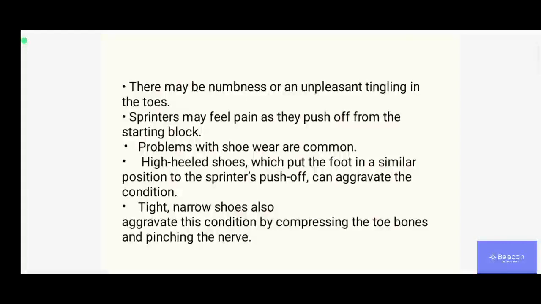There may be numbness or an unpleasant tingling in the toes. Sprinters may feel pain as they push off from the starting block. Problems with shoe wear are common. High-heeled shoes, which put the foot in a similar position to the sprinter's push off, can aggravate the condition. Tight, narrow shoes also aggravate this condition by compressing the toe bones and pinching the nerve.